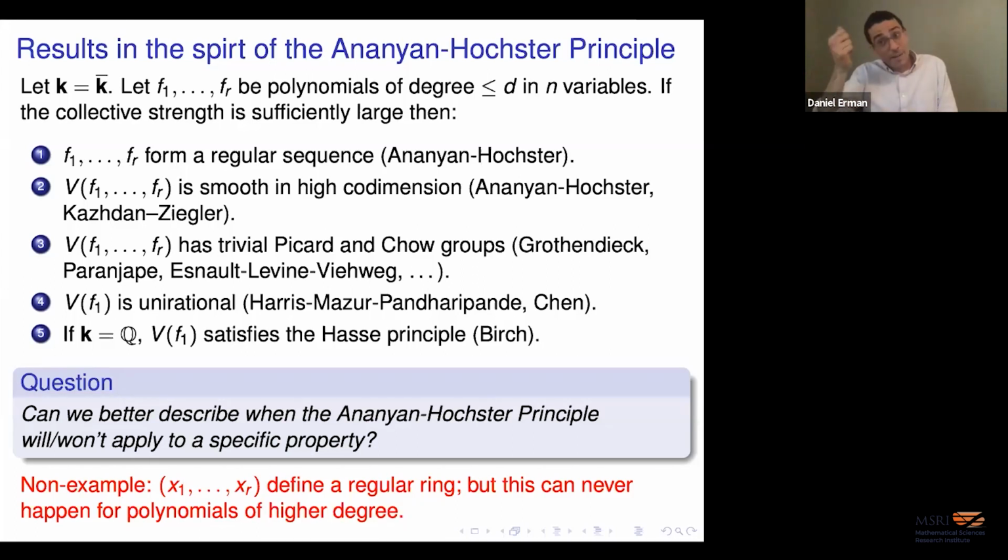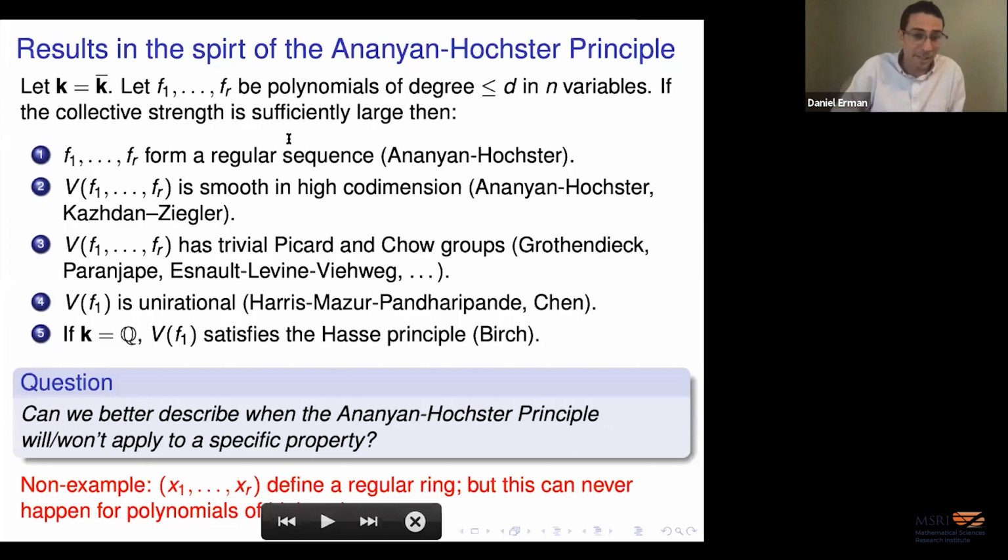The variety defined by polynomials of high strength is smooth and in high codimension in an explicit sort of way. That appears in Ananyan-Hochster's paper and in a different format in work of Kazhdan and Ziegler. If you look at the vanishing of linear forms, that's a linear space, and those spaces will have trivial Picard and Chow groups. It turns out that the same thing is true for the vanishing of a set of polynomials of high enough strength. That's the work of a number of different authors.